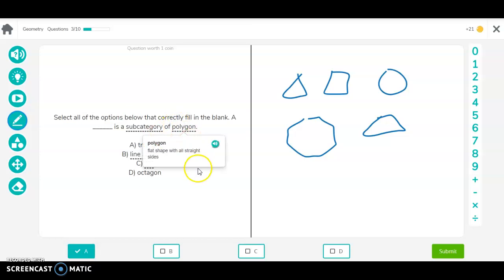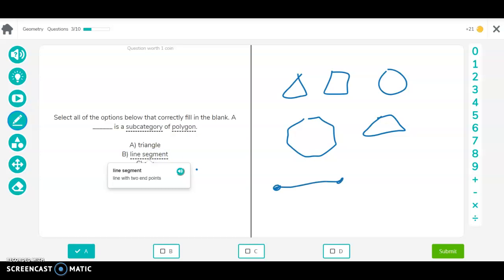It's a flat shape. So a line segment is a line with 2 endpoints. This would be a line segment. Okay, like you're on a map, point A to B. So is that really a shape? Does it have all straight sides? Is it a flat shape? We'll have to figure it out. A ray is a line that starts and extends forever. Okay, so it's going to keep going.